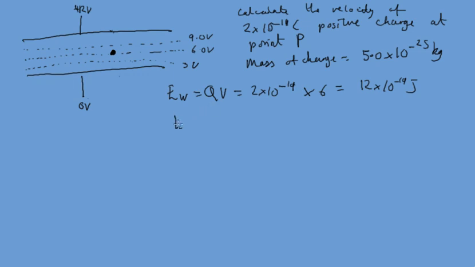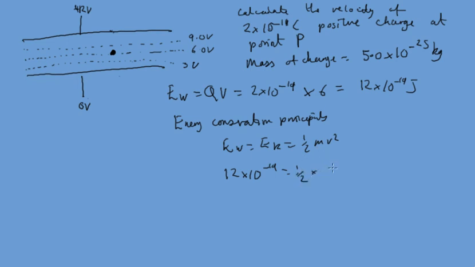Next stage, we use energy conservation principles. So the work done must equal the kinetic energy, which is equal to half m v squared. So 12 times 10 to the minus 19 must equal half times the mass, 5.0 times 10 to the minus 25, times v squared. Then the v will work out at 2,191 meters per second. So I hope that helps.